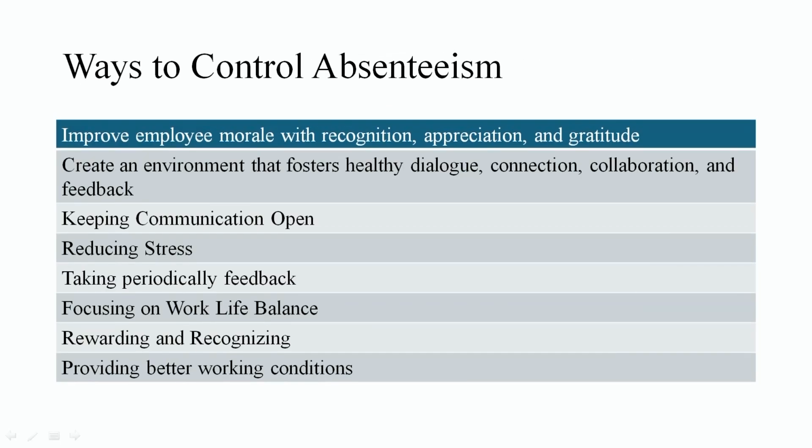Then we know what the different ways to control absenteeism are, because the absenteeism rate should be very, very low in the organization, because it gives a big hit on productivity. So what are the ways to control it? Of course, to increase the morale. How can we increase the morale of the team or the group? By giving them recognition, appreciation, and being grateful to them or showing gratitude. Then creating an environment that fosters healthy dialogue, connection, collaboration, and feedback. The management should take cognizance that there is proper flow of communication in the organization, people are happy and satisfied, their grievances are settled, there is a lot of employee engagement, workers' participation, lot of training programs happening, a lot of growth, and people are willing to come to the organization on their own.